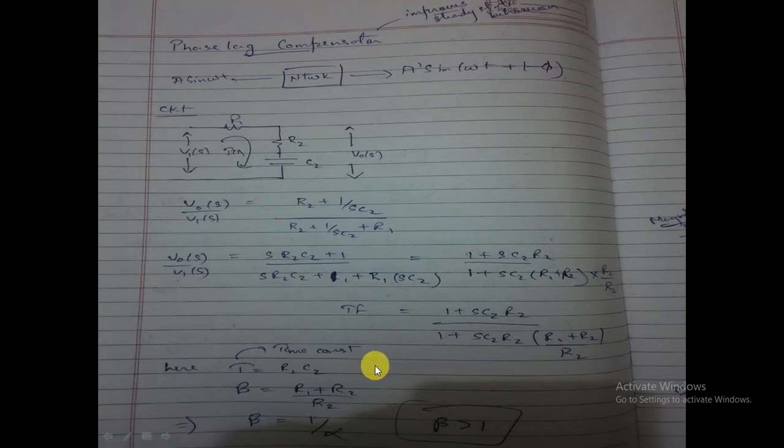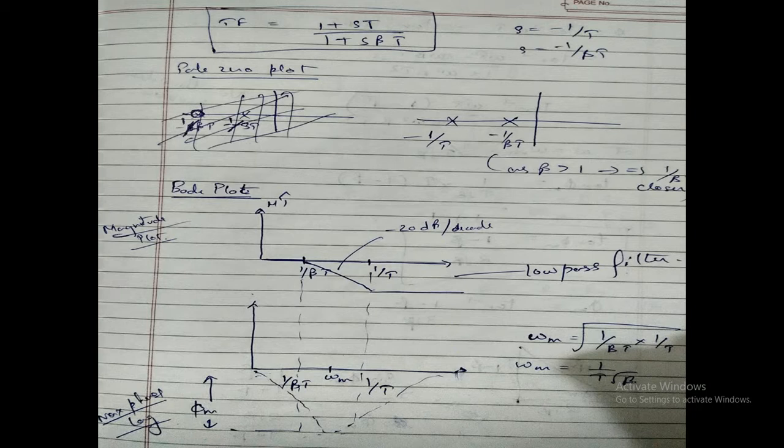The time constant is the same as phase lead. Like it was R1 C1, it is R2 C2 here, and beta, like alpha was R2 by R1 plus R2, here beta will be just the inverse of that, that is 1 by alpha. So we can write R1 plus R2 by R2. It's almost the same, so just learn one thing: beta will be 1 by alpha, that's all. If alpha is less than 1, obviously beta will be greater than 1 because it is the reciprocal, and the transfer function will be the same, (1 plus sT) by (1 plus s beta T).